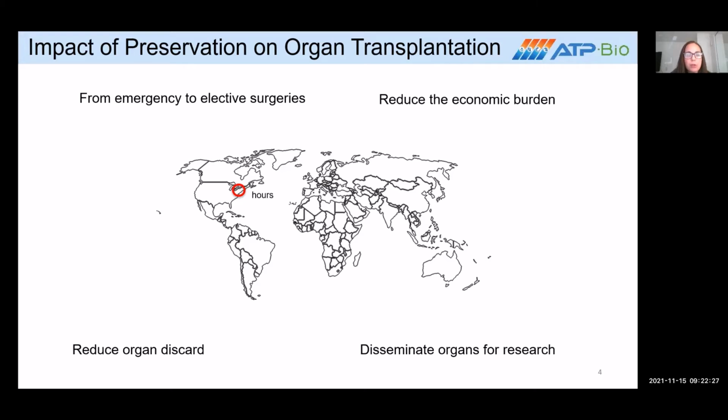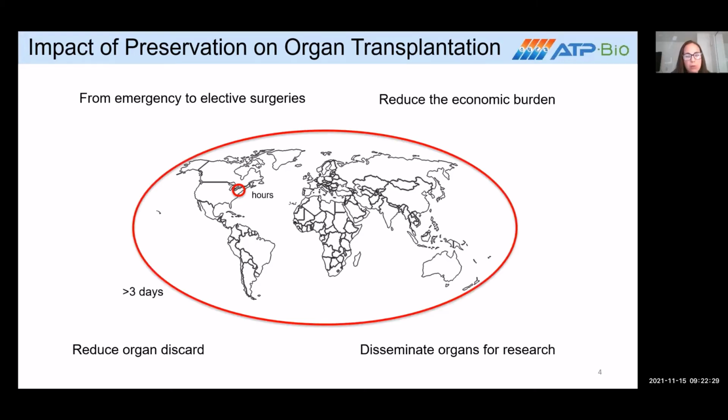But if you can imagine for a moment that we could expand that from hours to multiple days, that could really enable national or even perhaps international sharing. And I have a feeling Corcutt might have even shown you the exact same slide. But what does this really mean? So one of the things that this would allow us to do is to convert from emergency to elective surgeries.